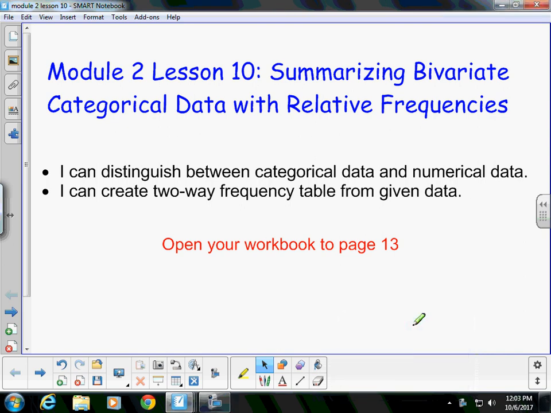Lesson 10, summarizing bivariate categorical data with relative frequencies. In this lesson, we'll distinguish between categorical data and numerical data, and we'll create two-way frequency tables from given data. Open your book to page 13.